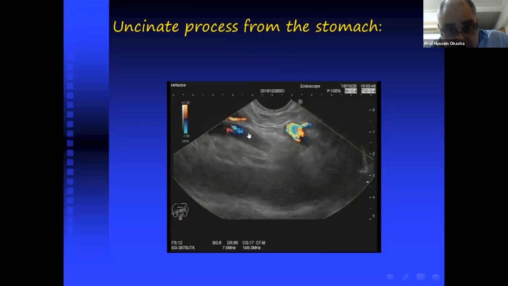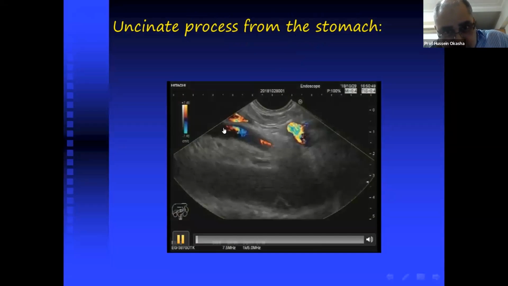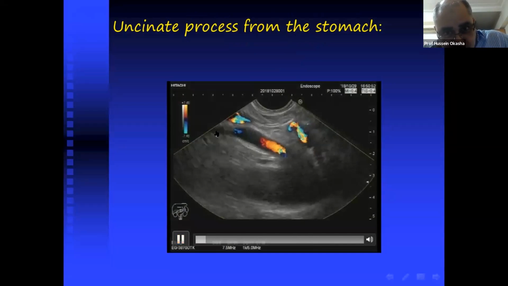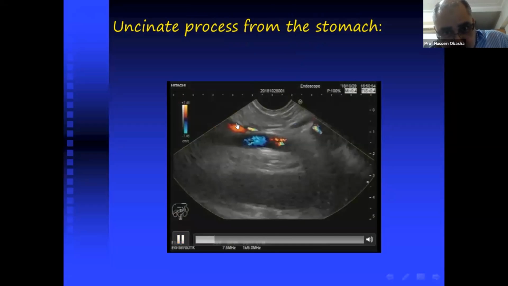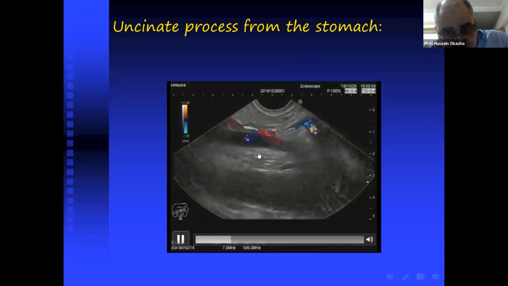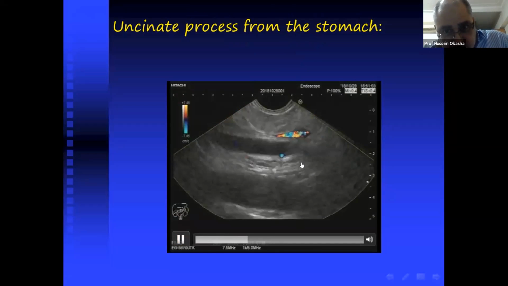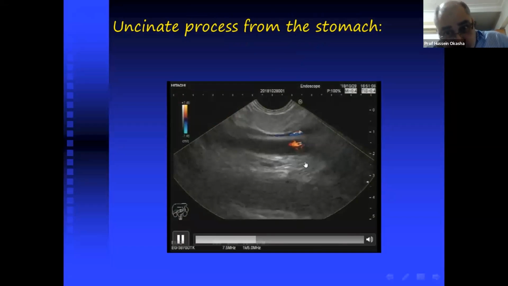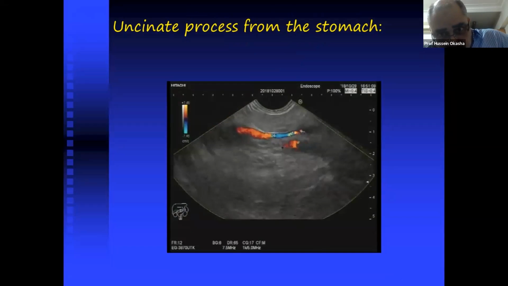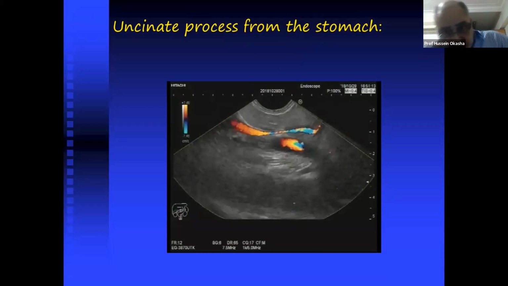And at the end, I can push the echoendoscope slightly from that level, and I can see beautifully the superior mesenteric artery, a large part of it, and the superior mesenteric vein. The pancreatic tissue in between the mesenteric vessels above and the aorta below is the uncinate process of the pancreas. So the uncinate process of the pancreas can be seen from the stomach. We saw it from station 1 just below the papilla in the duodenum, and here from the stomach.